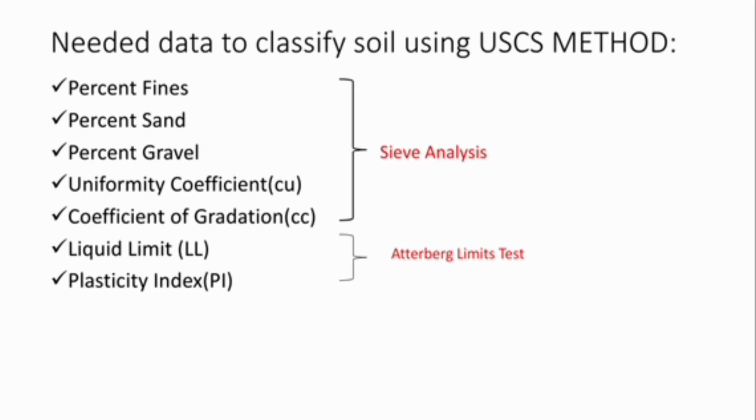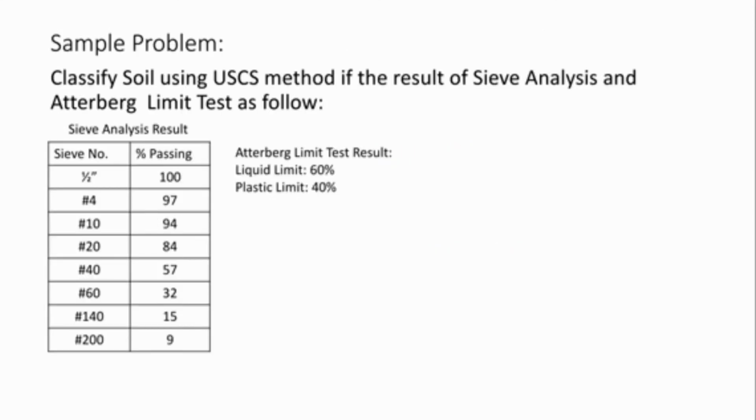the Atterberg limit test. Sample problem: classify the soil using the USCS method if the results of the sieve analysis and Atterberg limit test are as follows. Here are the given. Also given are the liquid limit and the plastic limit. The liquid limit is equal to 60%, and the plastic limit is 40%. We have sieve 1/2, sieve number 4, number 10, number 20, number 40, number 60, number 100, and number 200.